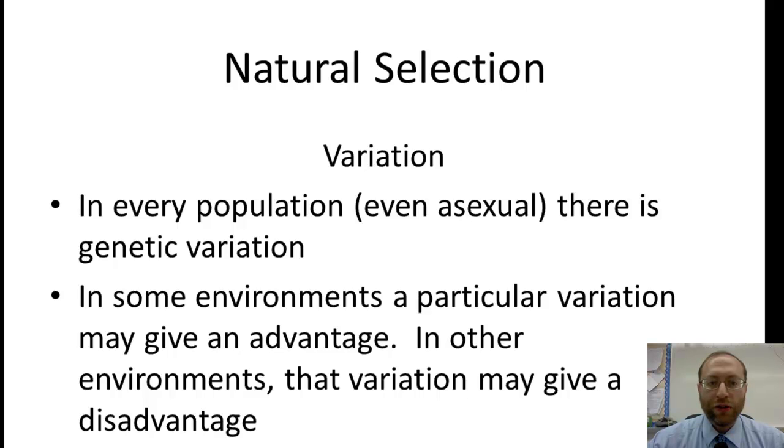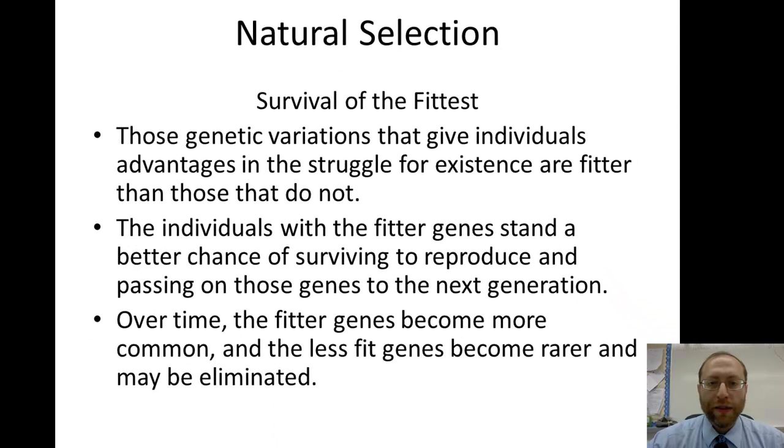And when there's variation, in some environments one particular variant may have an advantage over another, and in a different environment, that same variant, that same difference, may give a disadvantage. And that brings us to the last of the components of natural selection, and I'm using the more popular name of it than what they had in the video clip: survival of the fittest.